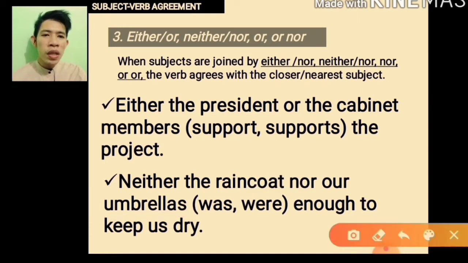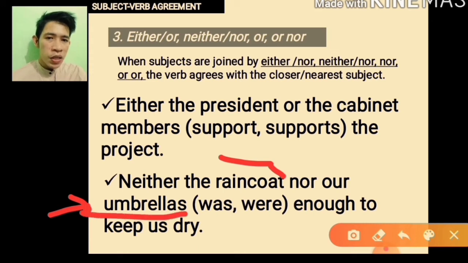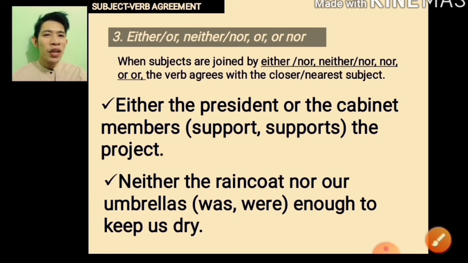With these two subjects, saan ang pinakamalapit kay verb? Very good, kay umbrellas. So that is why ang gagamitin nating verb is plural because umbrellas is plural kasi nga may S siya. So saan ang verb na tamang sagot? Was or where? Very good, that is where. So the sentence would be, neither the raincoat nor our umbrellas were enough to keep us dry. That is the work of either or, neither nor, or nor.